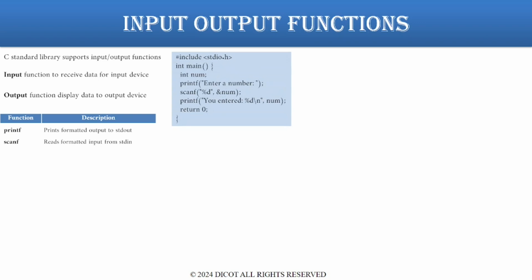In this example, num has been declared as an integer variable. The program prompts the user to enter a number using the output function printf. Then it receives a number using the input function scanf and displays it on the output device.